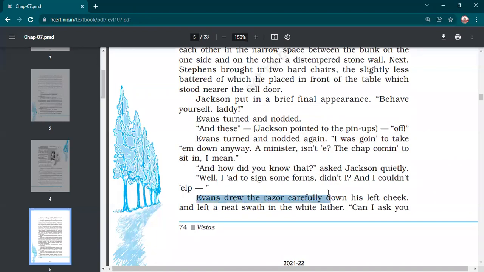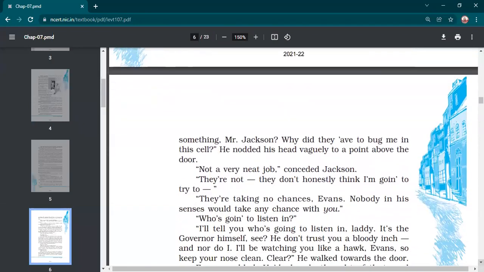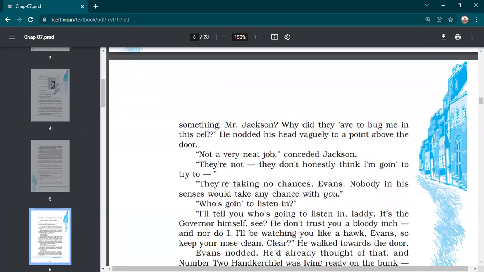Evans drew the razor carefully down his left cheek, his left knee swathed in white leather. Can I ask you something, Mr. Jackson? Why did they have to bug me in this cell? He nodded his head vaguely to a point above the door. Not a very neat job, conceded Jackson. They don't honestly think I'm going to try to.